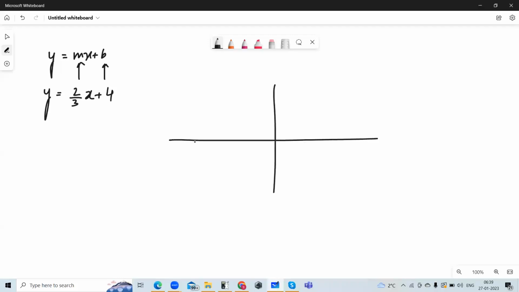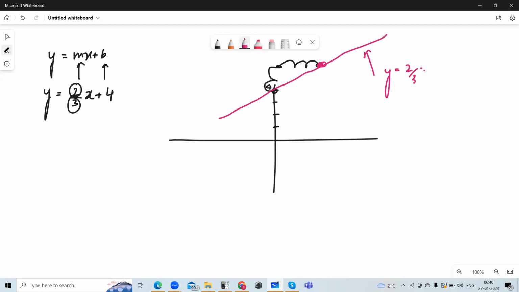okay, if the slope is 2/3 and the y-intercept is 4, I can start with 4, 1, 2, 3, 4. This is the 4 here. I can go rise over run as 2/3. I can go rise as 2 units, 1, 2, and run as 3 units, 1, 2, 3. So I'll have one more point, which is here. And then I can join these 2 points. I'll be getting this line. And this line is y equals 2/3x plus 4, right?